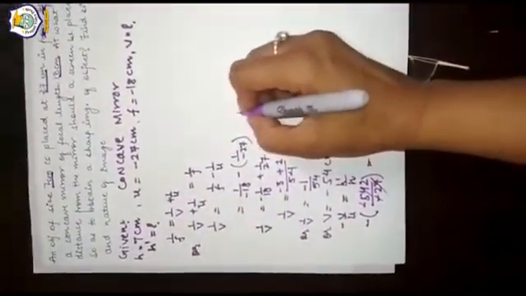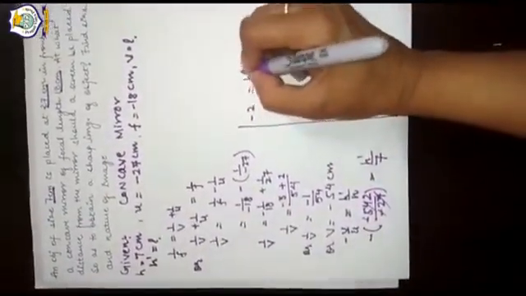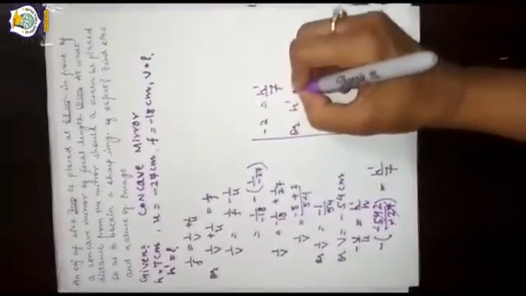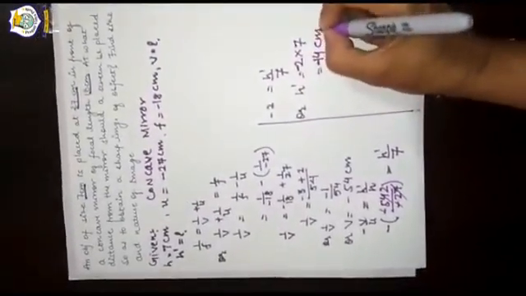Right? I have just put the values. Minus minus gets cancelled. 27 twos are 54. So it is minus 2 is equal to H dash upon 7, or H dash is equal to minus 2 into 7. So it is minus 14 centimeter.